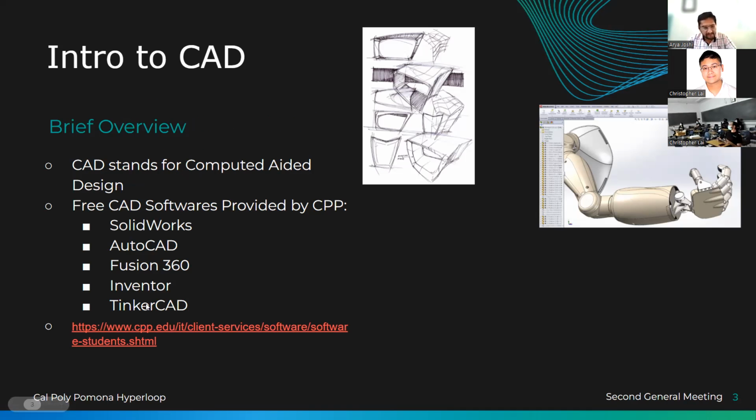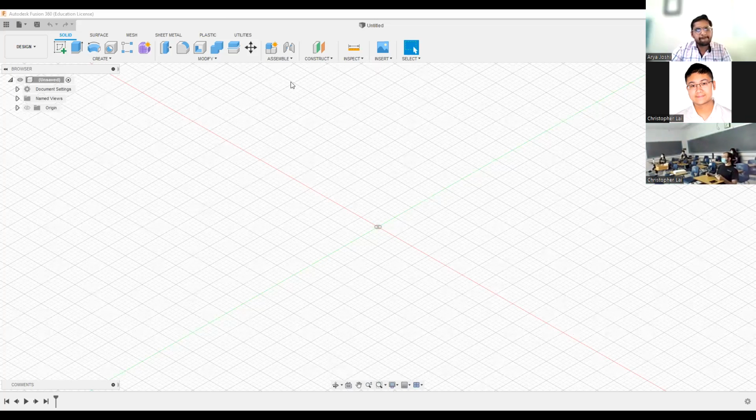Okay. So what I'm going to do now is transition towards Fusion 360, and then we'll get started with step files. I'm going to stop sharing this, and then I'm going to go over to Fusion 360. Okay. Could you see my screen? Yes. Okay. All right.